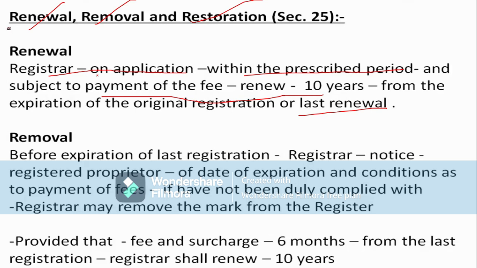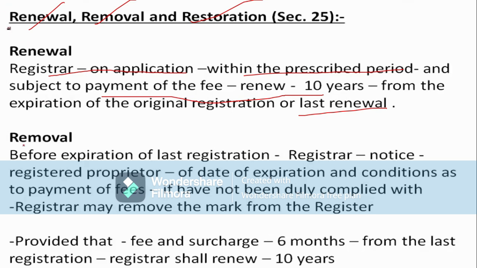When will the renewal be done? The 10 years start from the expiration of the original registration, or if we have already renewed our trademark previously, then again after 10 years we have to go for renewal. So renewal is that.